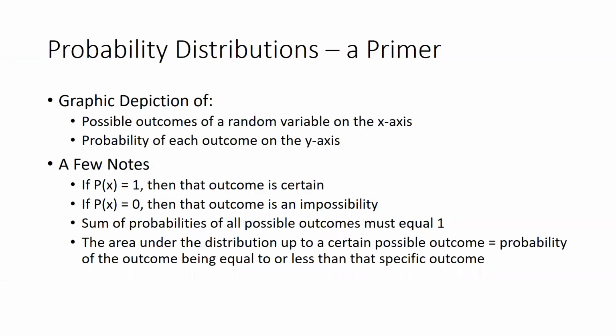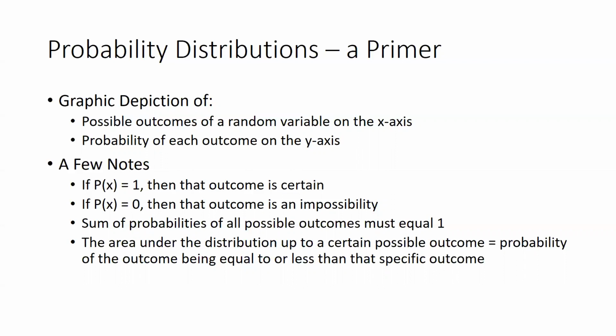Let's dive into this a little bit. Let's talk for just a second about the basics of probability distributions. A probability distribution is a graphic depiction of the possible outcomes of a random variable on the x-axis. Don't freak out. I'm going to give you a very specific example in the next slide, so hang with me. But on the x-axis, it's the potential outcomes of a random variable. On the y-axis, it's the probability of each outcome.